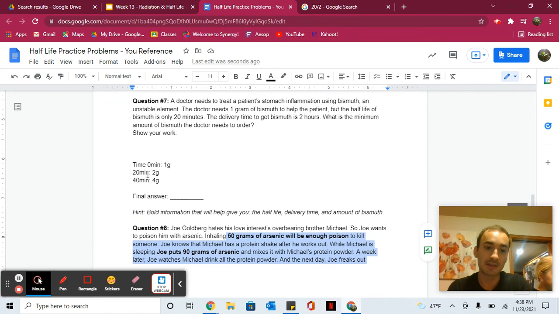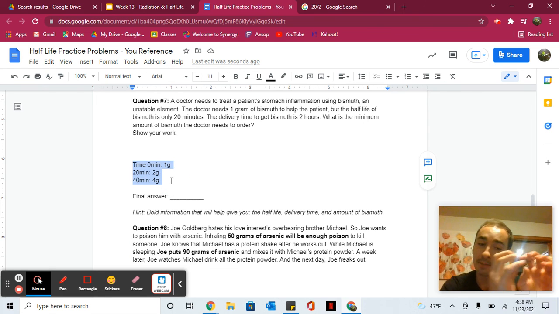That is my system to solve half-life equations: you can just start with the time and how much you have. Then the first half-life, how much will you have? The next half-life, how much will you have? That's a great way to get started on figuring out how to solve these half-life problems.